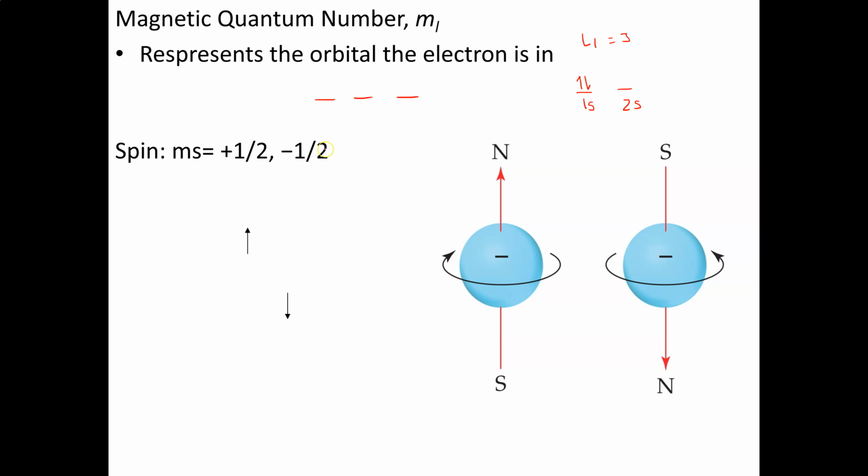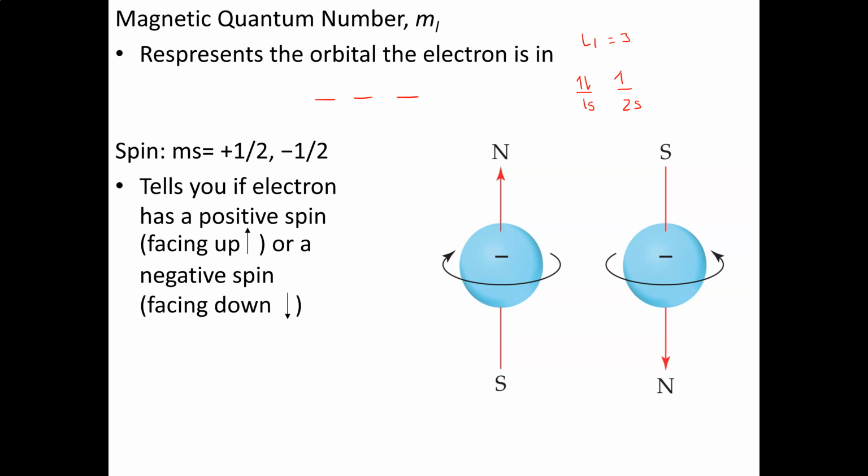If it's facing up, it's positive 1/2. Facing down, it's negative 1/2. For here, you have one more electron. Which way does it go? Facing up, because you only have 1 electron. So it tells you if the electron has a positive spin or negative spin, and that's as far as we're going to go with that. So we have shell, subshell, orbital, and spin. Those are your 4 different possible things you need to lock into memory. We're going to talk about each one in more detail.